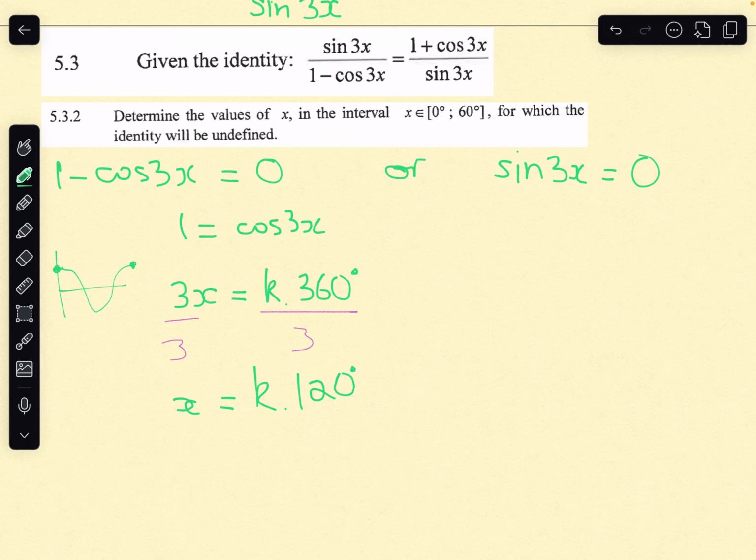And k is an integer. I'll put that in when we have our second solution. Next one is sine 3x is equal to 0. So if I just draw one sine wave, that is happening here and here and here and so on. So 0, 180, 360.